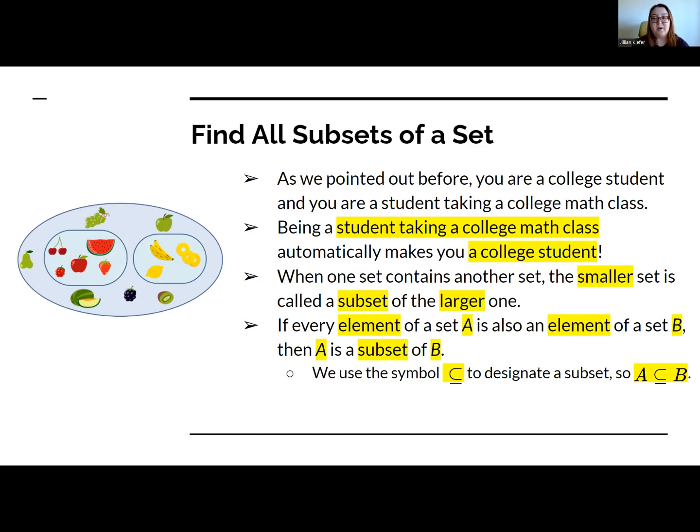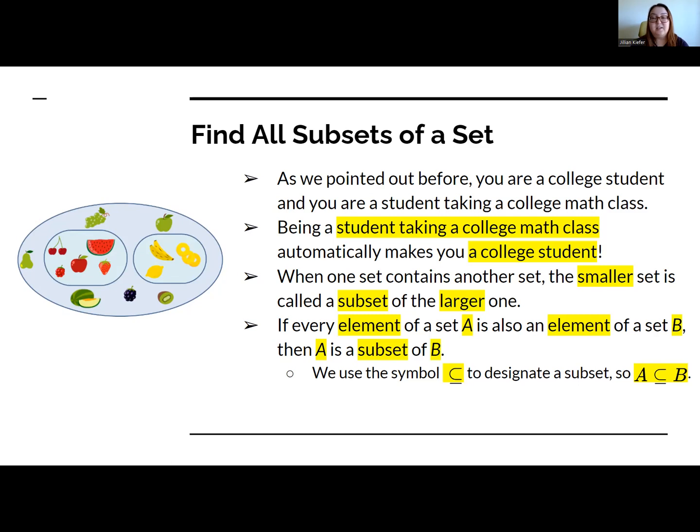As we pointed out before, you are a college student and you are a student taking a college math class. That is a relationship. You are a college student. More specifically, you are also taking a math class. So being a student taking a college math class automatically makes you a college student as well. Being a college student would be the bigger set, the outer set, and the subset of that would be a college student taking a math class. So whenever we have a smaller set contained within a larger set, we call those subsets. So a set within a set.